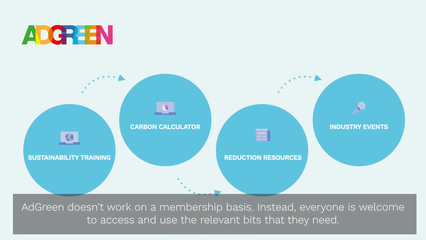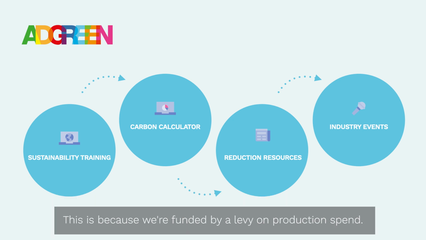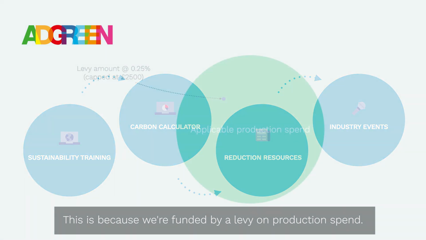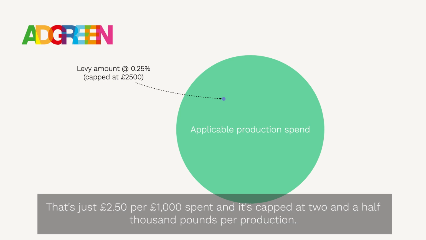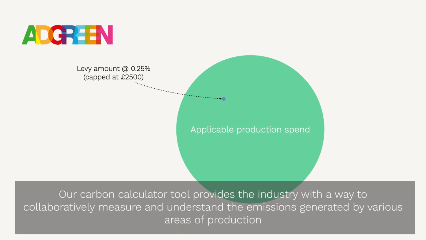AdGreen doesn't work on a membership basis. Instead, everyone is welcome to access and use the relevant bits that they need. This is because we're funded by a levy on production spend. The AdGreen levy is a recommended 0.25% of the cost to produce an advertising asset. That's just £2.50 per £1,000 spent, and it's capped at £2,500 per production.